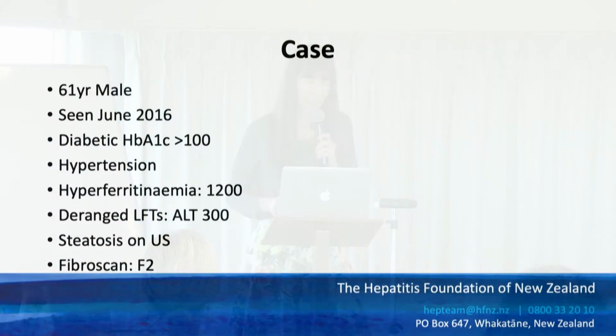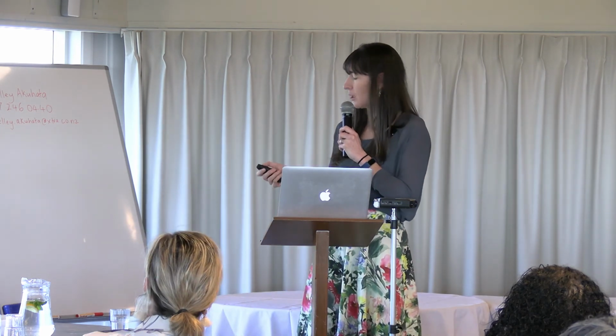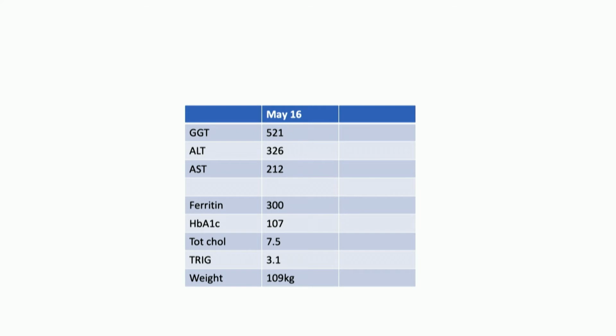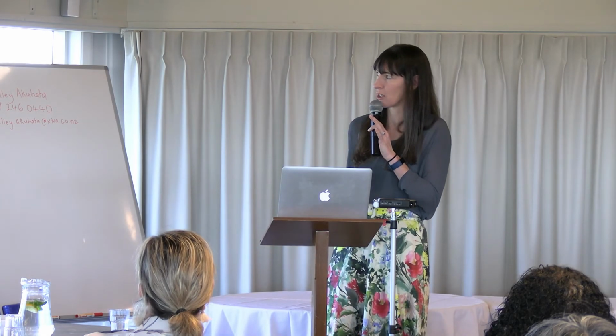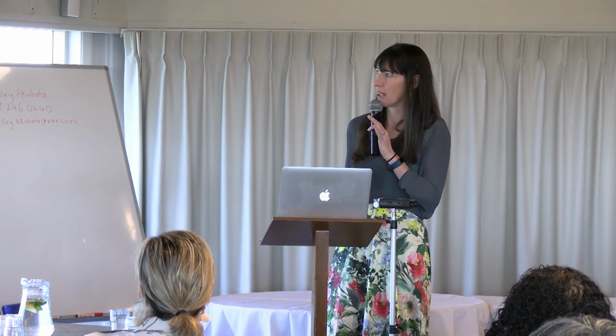So coming to a case, this is a 61-year-old male. He was seen in 2016 with a horrendous HbA1c, high blood pressure, and hyperferritinaemia. And he had deranged LFTs, which I'll show you a bit more in a moment. He had steatosis on an ultrasound, and he did have access to a fibroscan, and he was F2 fibrosis, which is sort of in the middle. So those are his bloods. I don't know this guy's alcohol history. I believe there was some alcohol in the picture, so this is not probably the perfect case example, but I think it still paints a good picture. So GGT 500, ALT 300, AST 200.